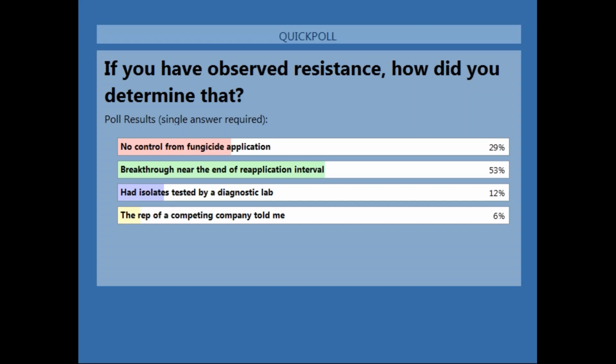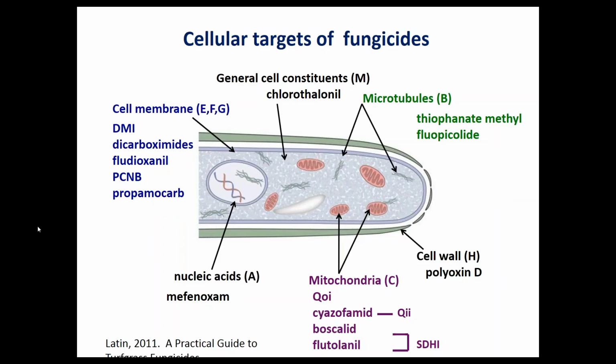So that's a good tool to find a diagnostic lab that offers that service. All right, so let's go ahead and continue our discussion on how resistance develops. Now we're going to go back to a slide we've already seen. This was from Dr. Lattin's book, one of the first slides that we looked at today.